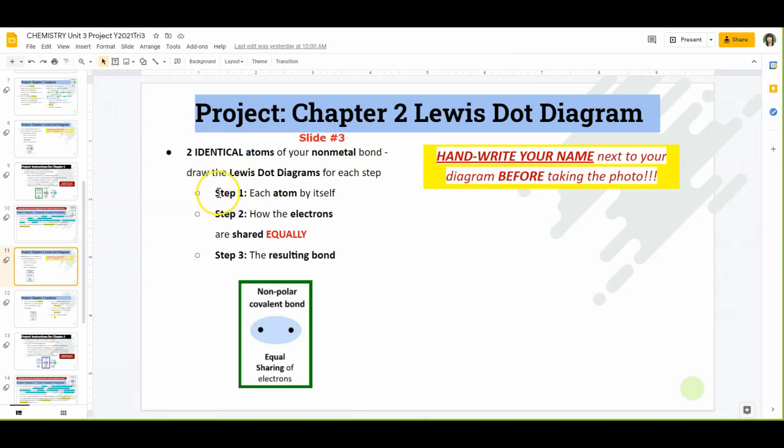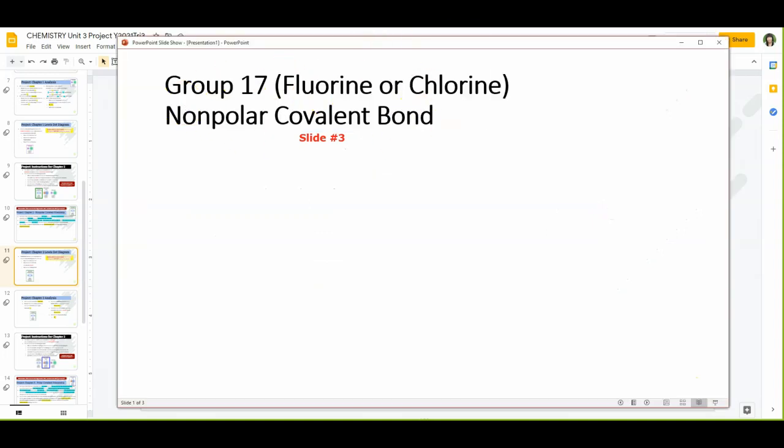Step 1, you need to draw each of the atoms by itself. So your two identical atoms, chlorine, fluorine, oxygen, sulfur, nitrogen, or phosphorus, and then show how their electrons get shared equally and the resulting bond. Please remember, do this on a piece of paper, then take a picture and insert it here. I'm going to show you the 3 possible options that you have. Let's do this together.